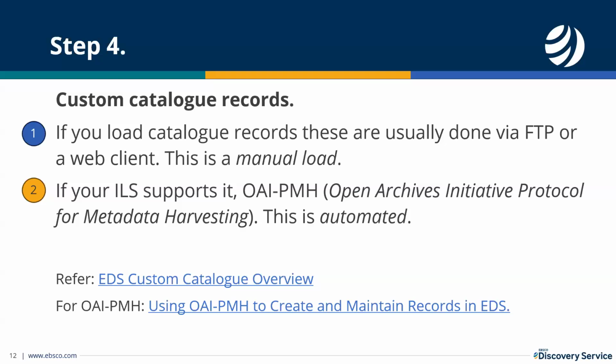So if you do load catalog records, these are usually done via FTP, so file transfer protocol, or via a web client. And this is usually a manual load. So every so often when you've made a change to the catalog, you would upload those changes through FTP or a web client directly into the EDS platform. If you also have an ILS vendor that supports the Open Archives Initiative Protocol for Metadata Harvesting, otherwise known as OAI-PMH, we can set this up and it's an automated MARC load. So there's sort of two ways we can get them in, manually or automated.